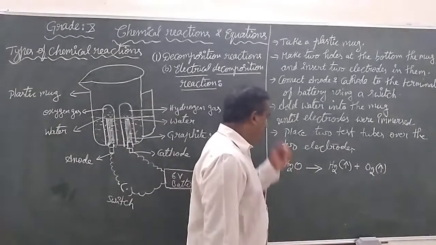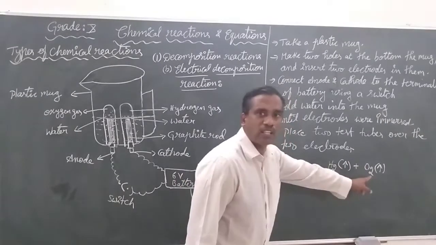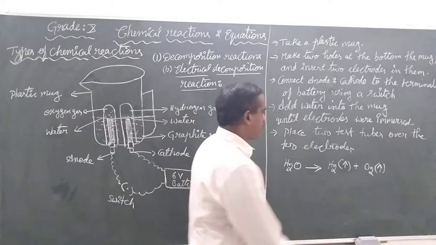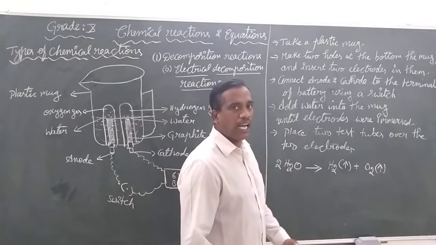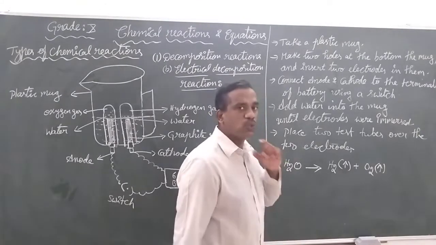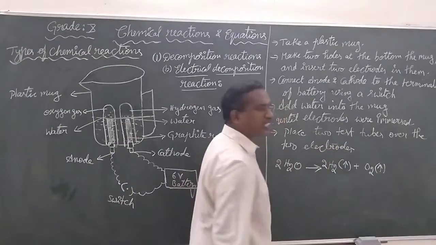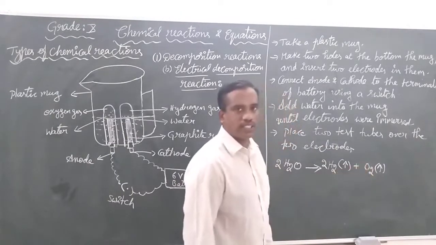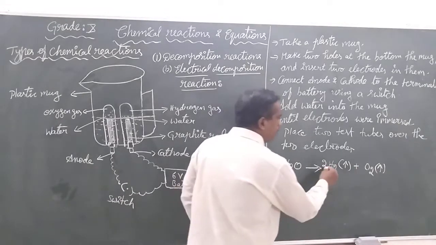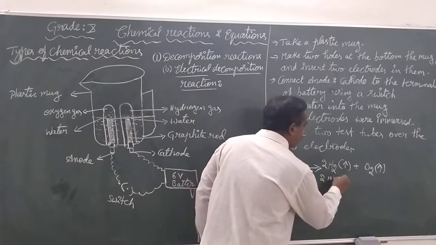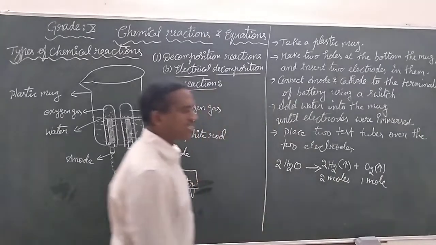See, we have only 1 mole of reactant, but in the product we got 2 moles of oxygen. To balance that, we take 2. So when we decompose 2 moles of water, we get 2 moles of hydrogen gas and 1 mole of oxygen gas. This number indicates the number of moles. So how many moles of hydrogen gas did we get? 2 moles, whereas only 1 mole of oxygen gas.